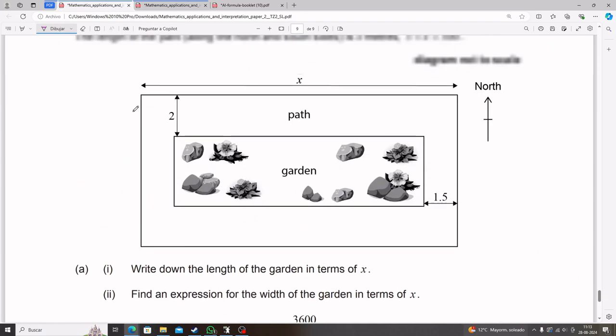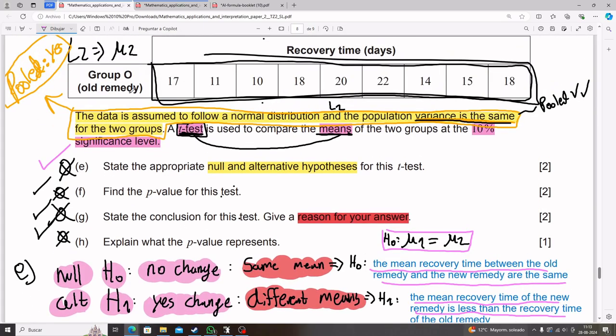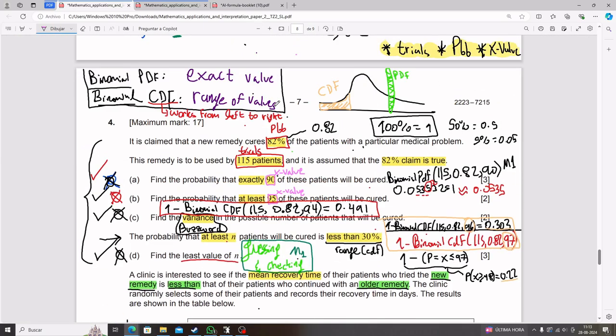All right, ladies and gentlemen, enough blah blah. I hope I cleared up one or two doubts. That would be for number 4.